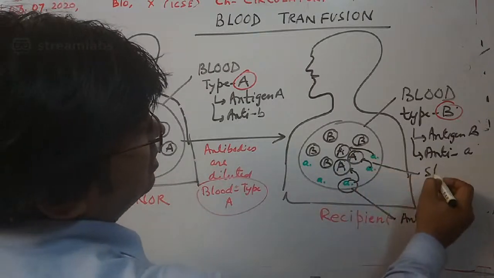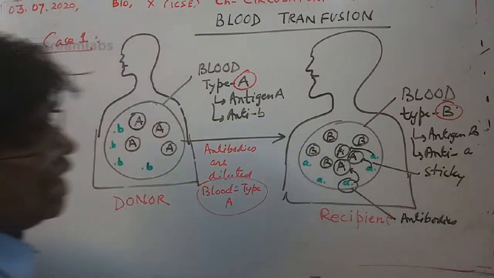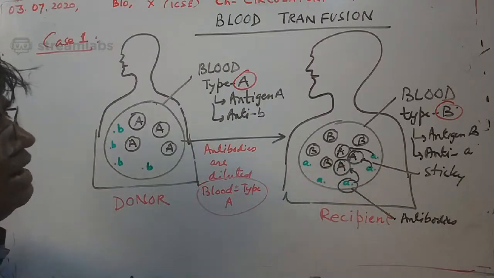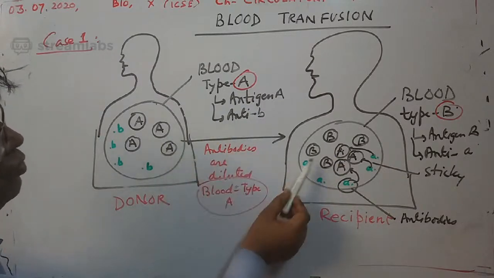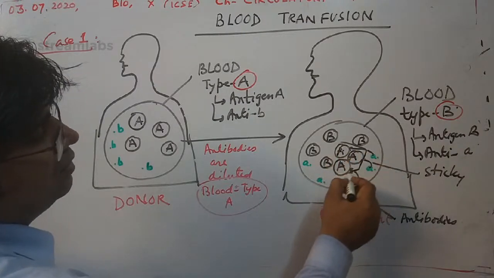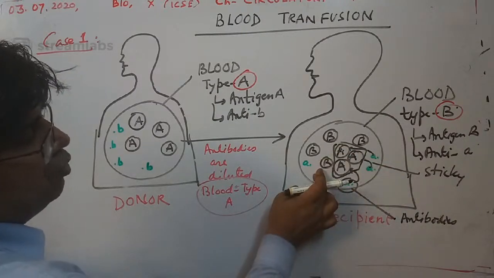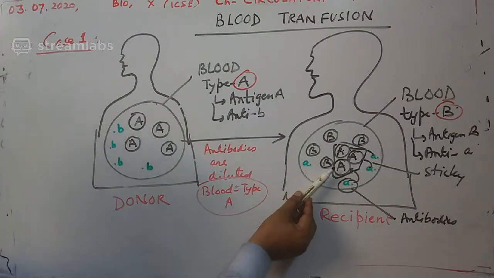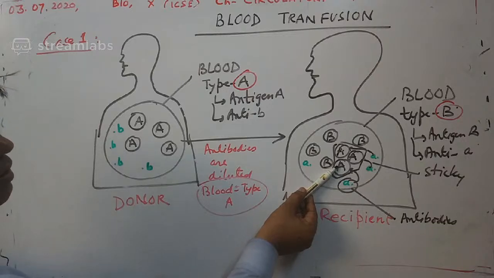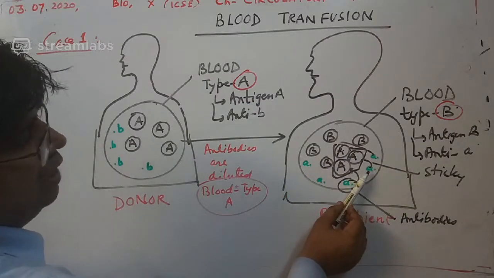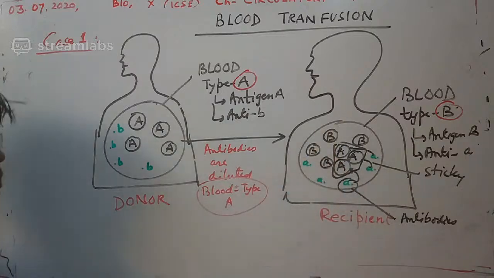Because of these antibodies, all these antigens of A which are transfused would become sticky, and they would clump together. When they clump together, after some time they will stop the flow of blood, and the person will die. These RBCs would be clumped together because they are made sticky by the antibodies of this person only. The problem is this.